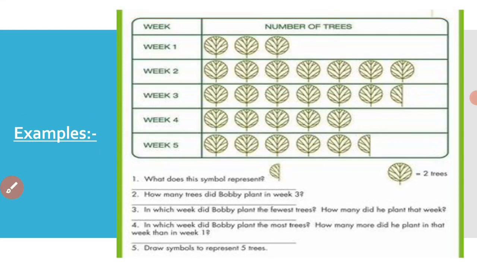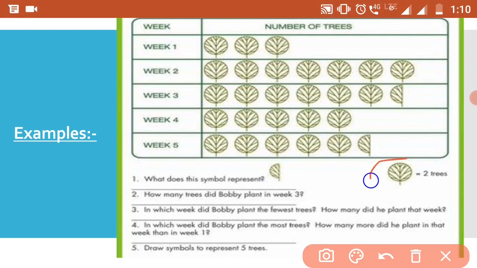Here let's see what is given. Weeks are given: week 1, week 2, week 3, week 4, week 5, and number of trees. So let's see what the symbol represents. You can see the key here. One tree symbol is equal to two trees. And the half tree, what will it represent? Half tree will be equal to one tree.